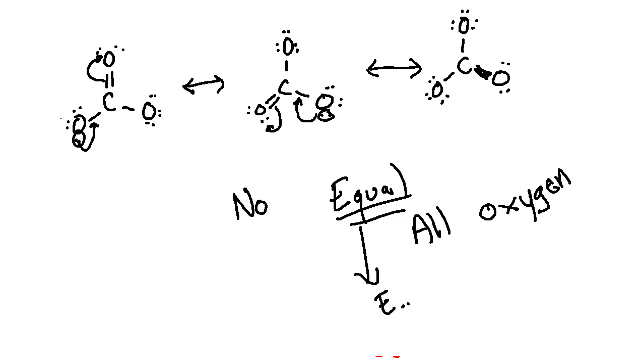And that's how we base our major versus minor contributors, is the identity of the atom. Is the atom any different than the other atom that's contributing? So in this case, the answer is no. There would be no major or minor contributors. These would all be equal contributors to one another. All right, so that takes care of that example.